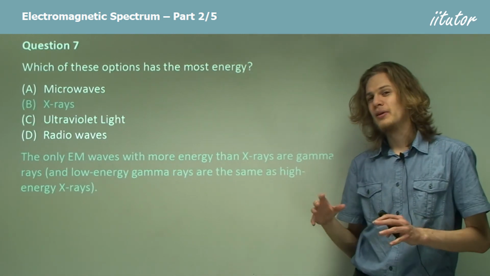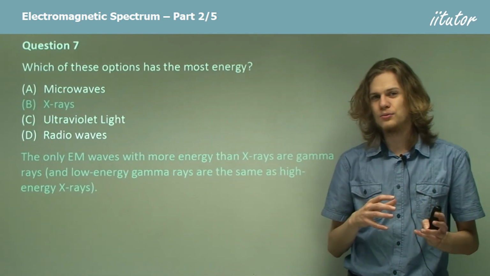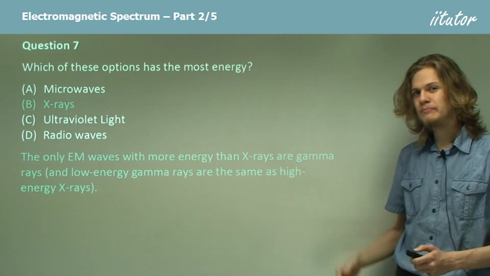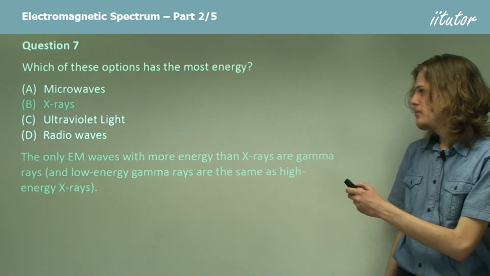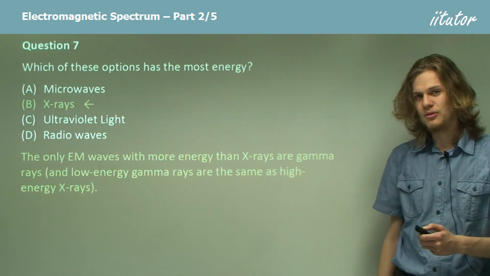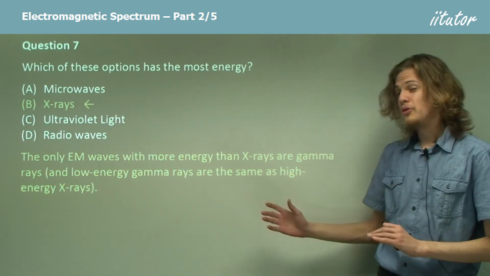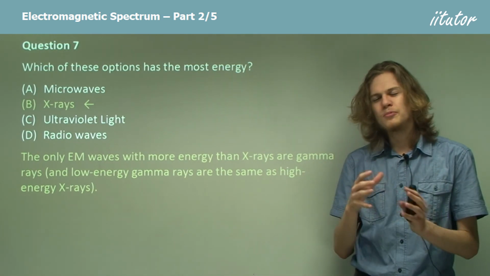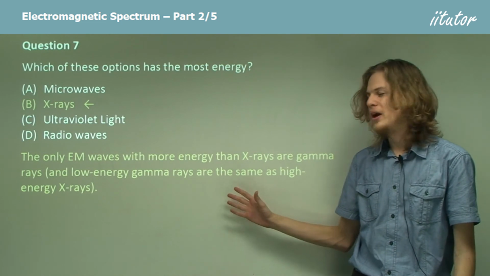The only electromagnetic waves with more energy than X-rays are called gamma rays. And that's not one of the options. Our only answer then is B, X-rays. Remember though, that if we get a very high energy X-ray, it's pretty much identical to a very low energy gamma ray.